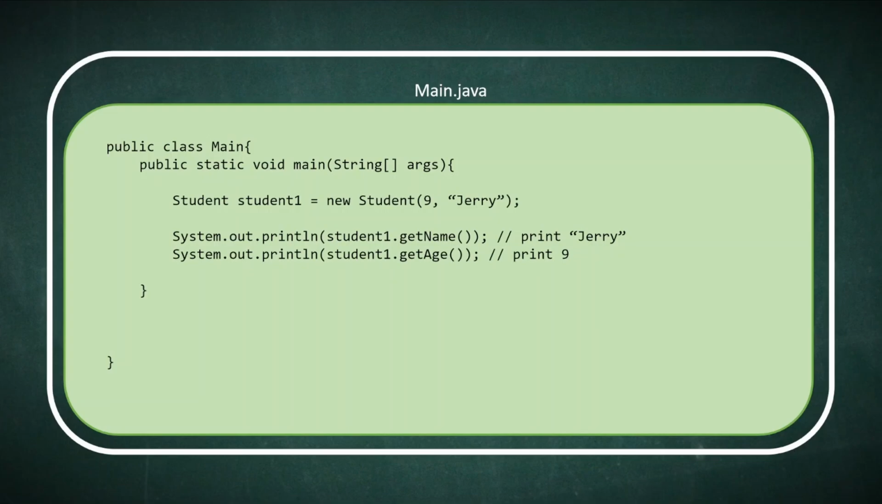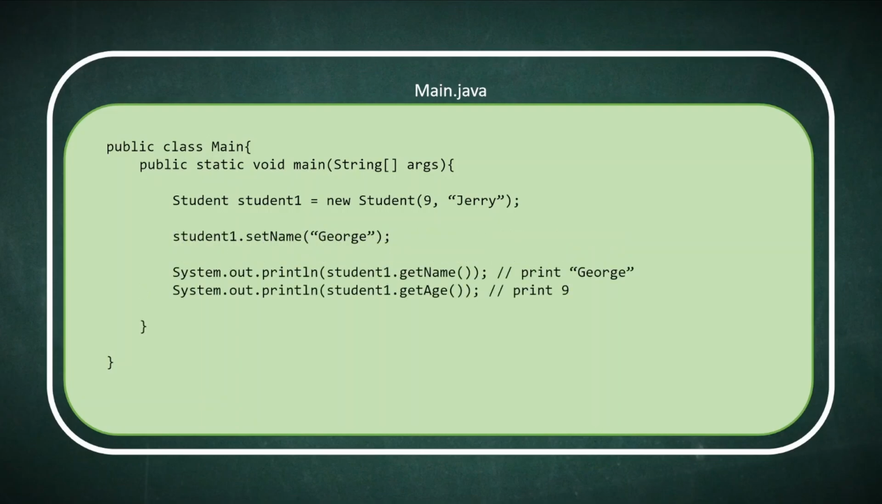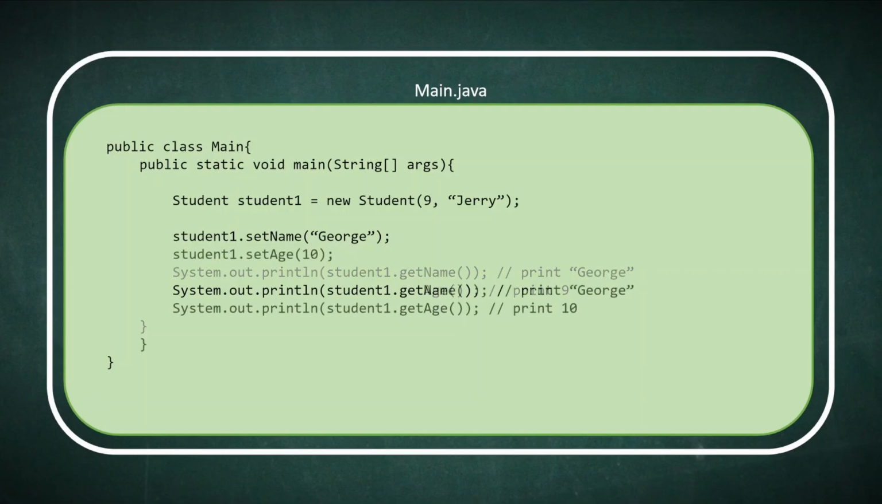But what if there was an error in the system and I got their name wrong? I need to be able to change that. I can use the setter to change the name. And what if it's their birthday and they became 10? Again, I just use the setter, change the age. And of course, printing out the updated age and name will get you the updated age and name.